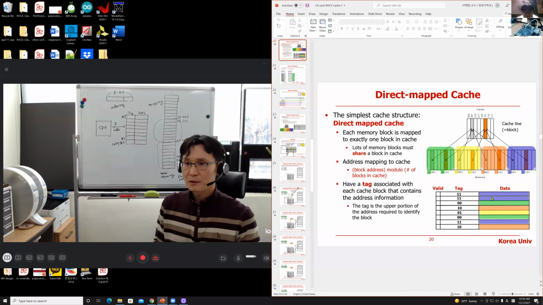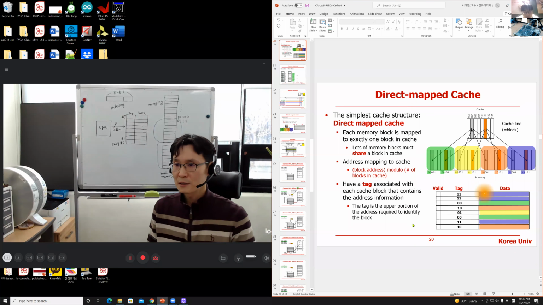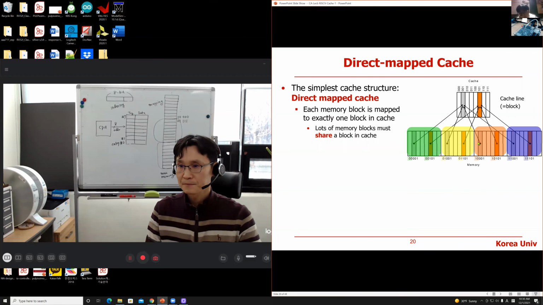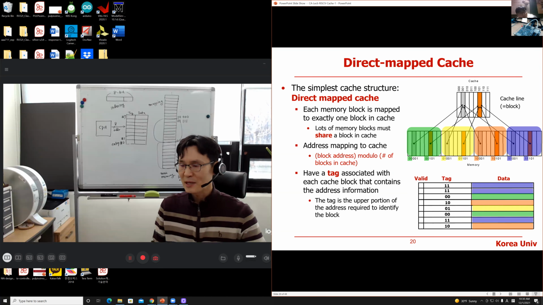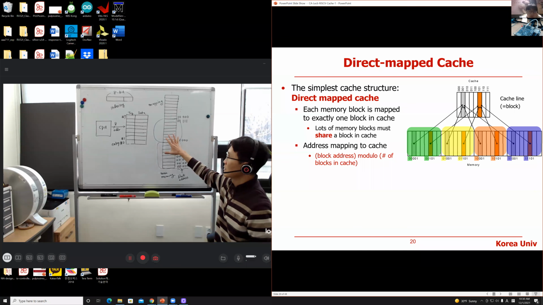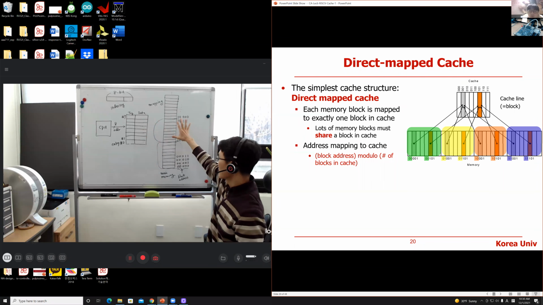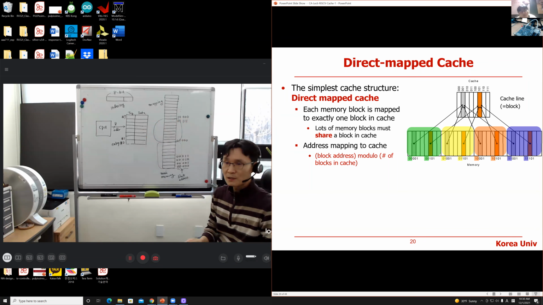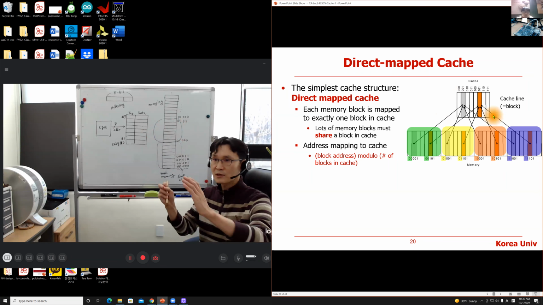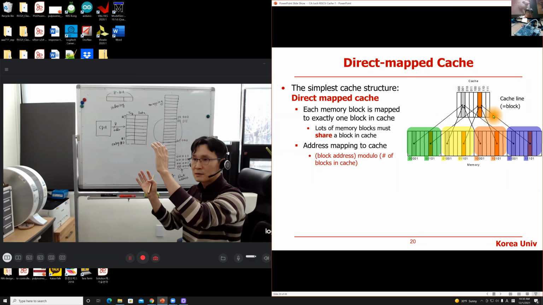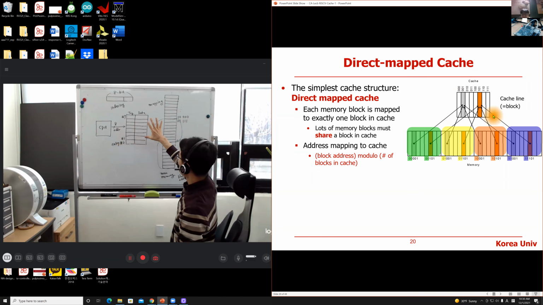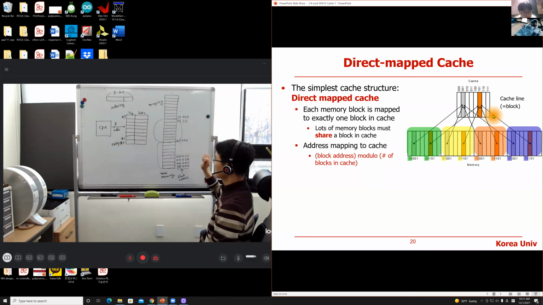So we were here, right? We were here. I'm trying to explain the mapping scheme. So I drew CPU, cache, and main memory here. The same figure, but rotate this figure 90 degrees counterclockwise, right?